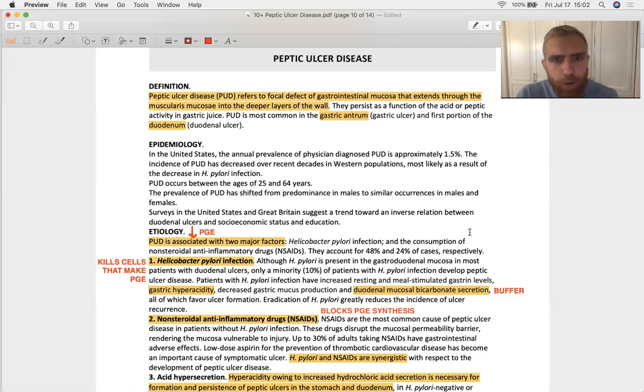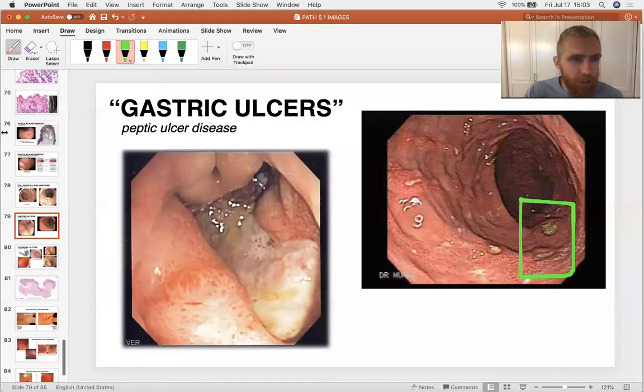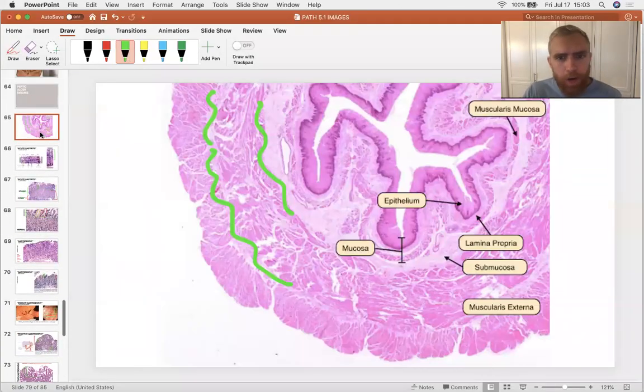Peptic ulcer disease refers to a focal defect of GI mucosa that extends through the muscularis mucosa into the deeper layers of the wall. So understand, it's got to be a deep-seated lesion to be considered an ulcer. And for it to penetrate your gut wall that deep, it has to have been there for a pretty long time. So this is not just an instantaneous development, this ulcer.